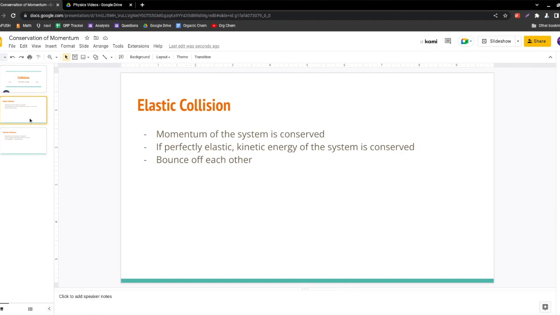Anyways, in a perfectly elastic collision, the objects are going to bounce off each other and head in whatever direction based on their mass and what velocity they were traveling at. And we're going to be seeing this applied in problems, hopefully.